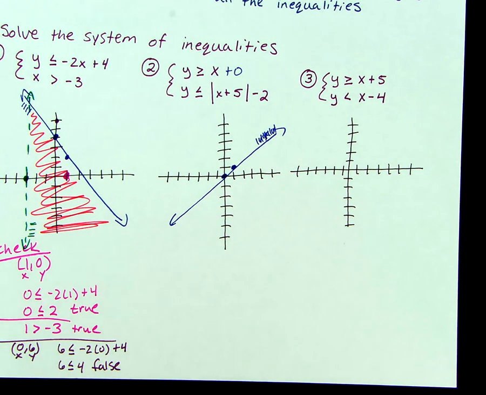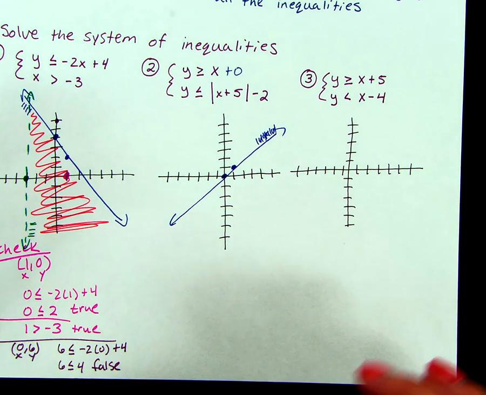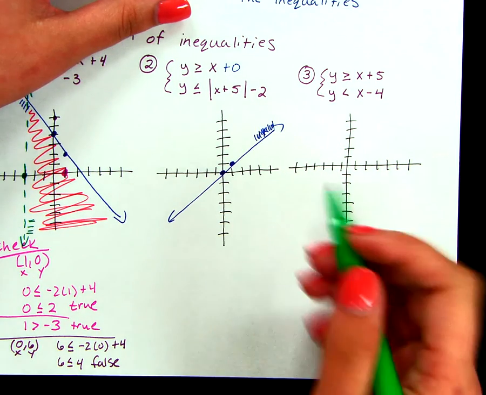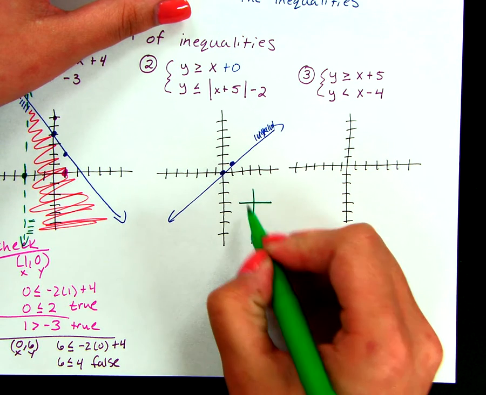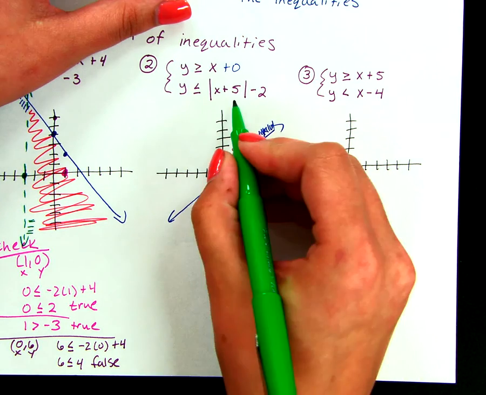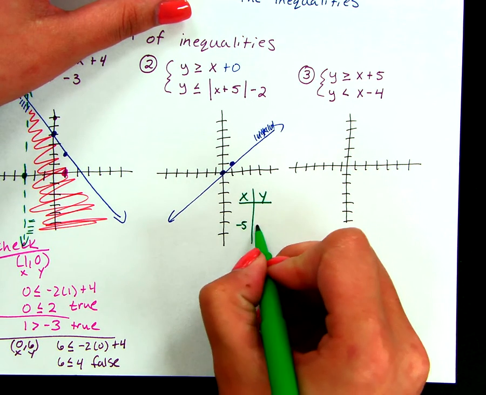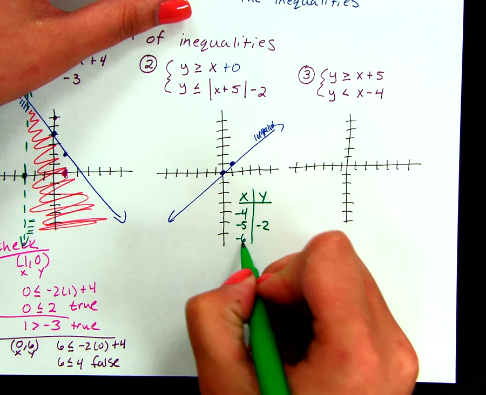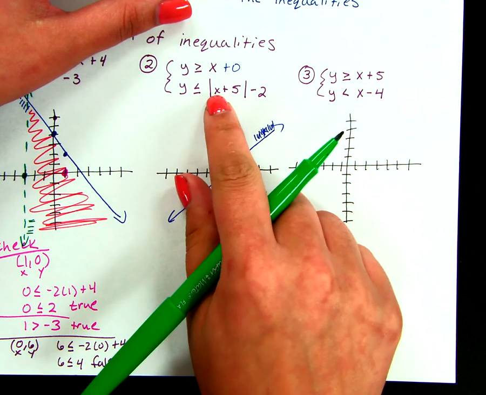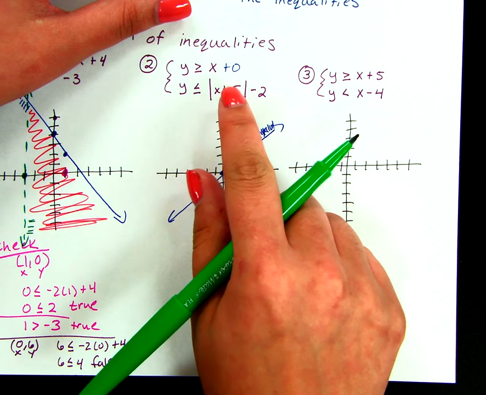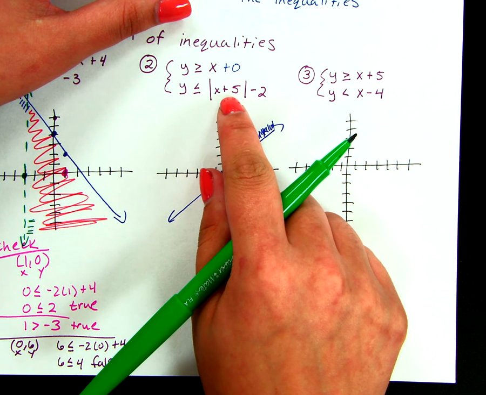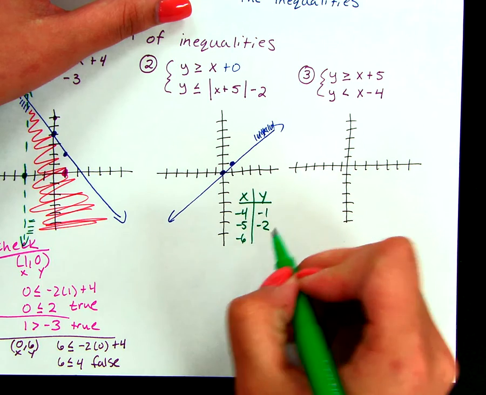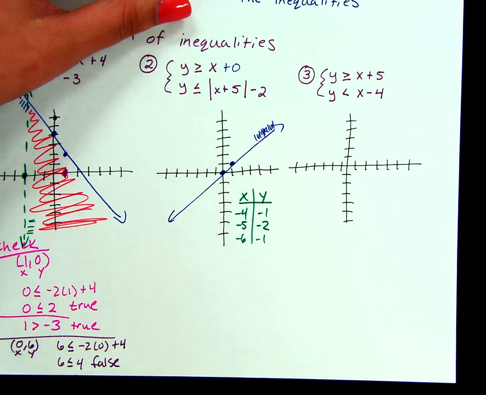All right, next one we have absolute value symbols. So that is a V shape. So for this one, we want to start with a vertex. So my vertex is the opposite of the inside, so negative 5 and then negative 2. And we're going to choose negative 4 and negative 6. So if I substitute in, negative 4 plus 5 is 1. Absolute value of 1 is 1. 1 minus 2 is negative 1. And we're going to get the same for the other one.